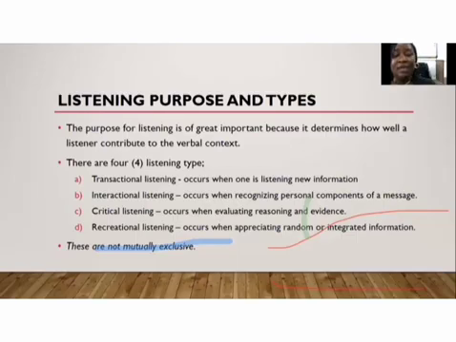The third type is the critical listening. And this occurs when you are evaluating reasoning and evidence. And of course, when you attend lectures, it is one of the types of listening that you should be carrying out. The fourth listening type is the one we call recreational listening.